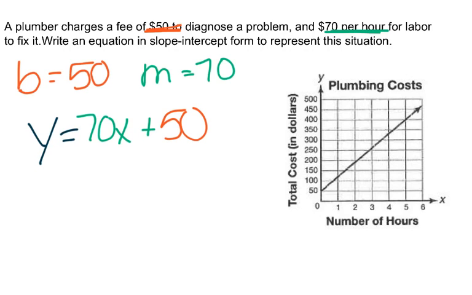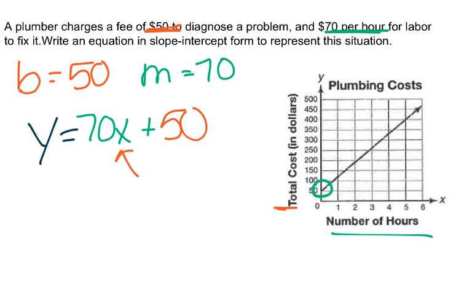So y equals 70x plus 50. I could put a number of hours in and figure out how much a person is being charged. What does that look like on a graph? Well, here's the graph. On one side is the total cost in dollars. On the other side is the number of hours. I start with my initial value because that's my y-intercept, and I plot it right there. And then I know that for every 1 hour he's there, he increases by $70.